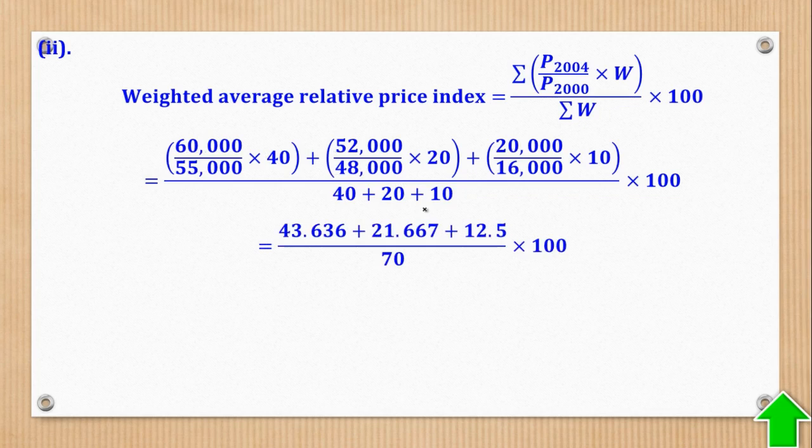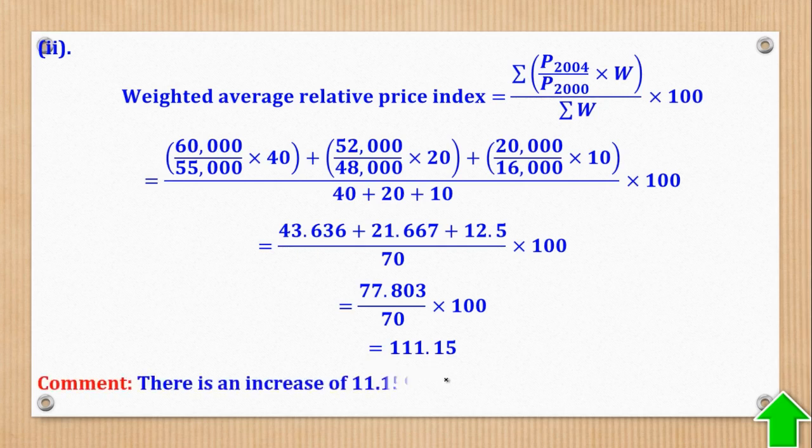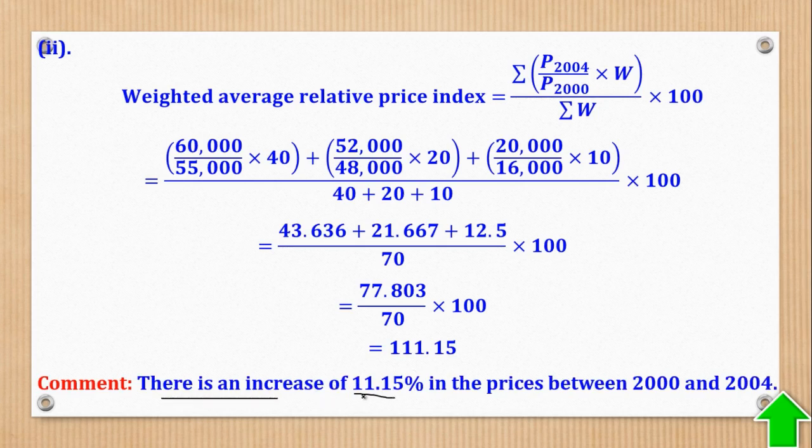Simplify, you'll come up with that. Simplify further, and then use the calculator to come up with this as the required answer. But they also told you to comment, so the difference is 11.15, therefore the comment will be there is an increase of 11.15% in the prices between 2000 and 2004.